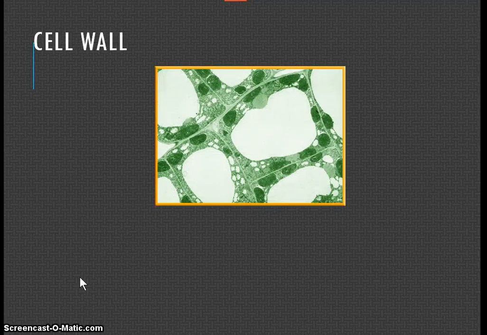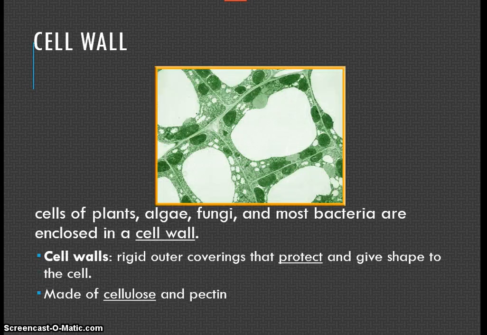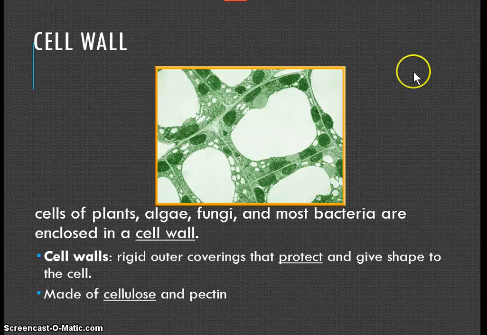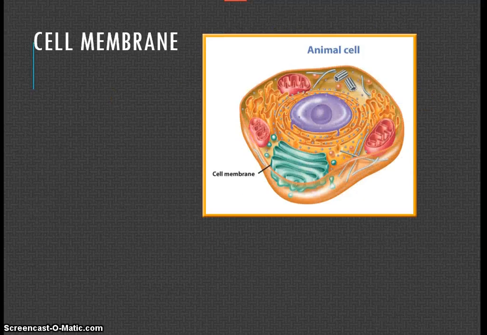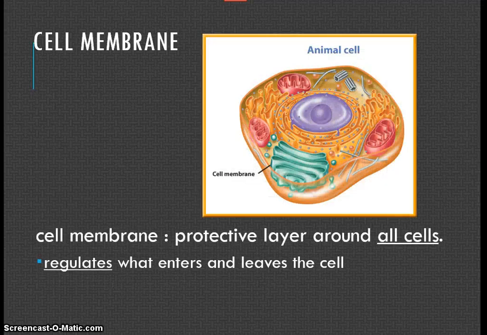The first organelle we're going to talk about is the cell wall. Now, plants, algae, fungi, and most bacteria have this cell wall, and it's this rigid outer covering. It protects and gives shape to the cell. Cell walls are made of cellulose and pectin. The cell membrane, which all cells have, is a protective layer, and it regulates what enters and leaves the cell.